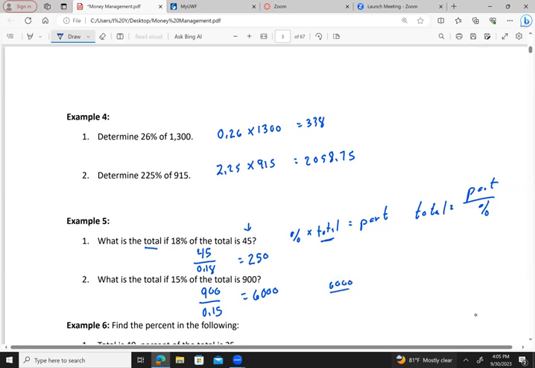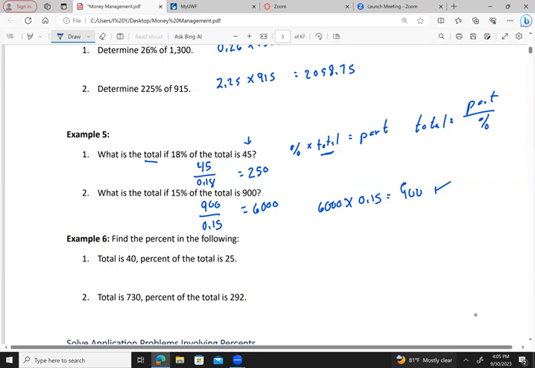6,000 divided by 900 should equal 0.15, and it doesn't. 6,000 times 0.15 should equal 900. And it does, so that checks.